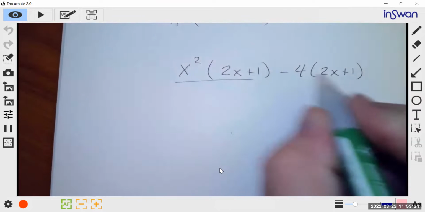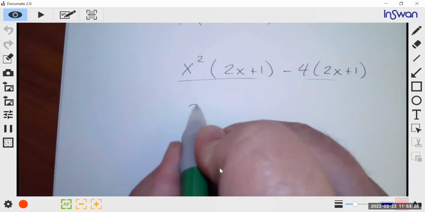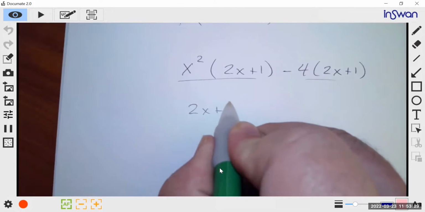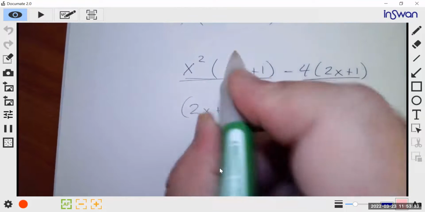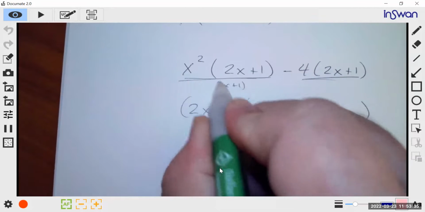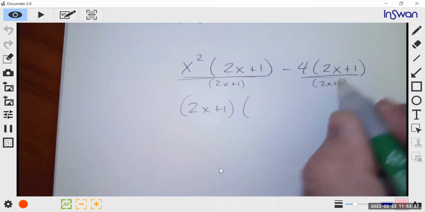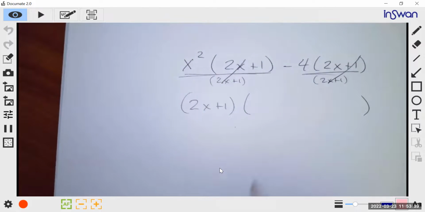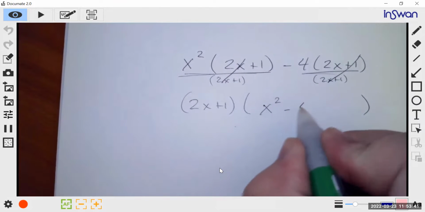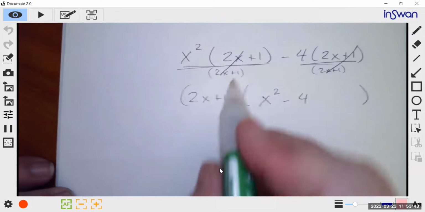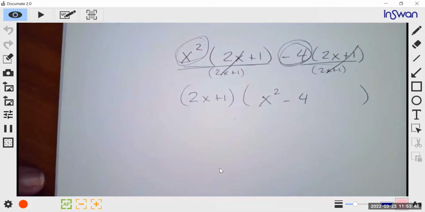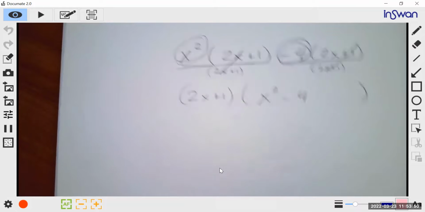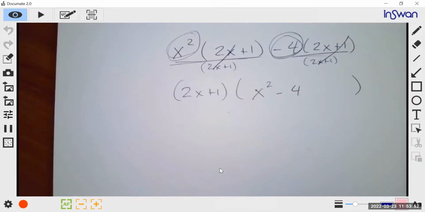Since they both have a 2x plus 1 in common, I factor that out. Now, whatever's left, if I divide both of those by 2x plus 1, that cancels and that cancels. All I have left is x squared minus 4. Is what you have left always the coefficients? That's a very good question because a lot of people get mixed up on that point.